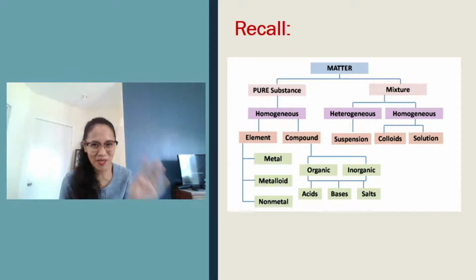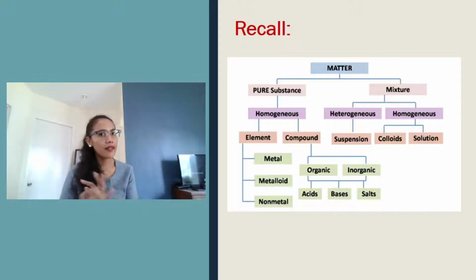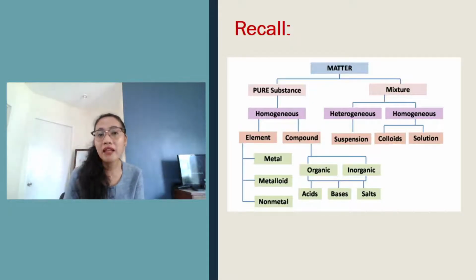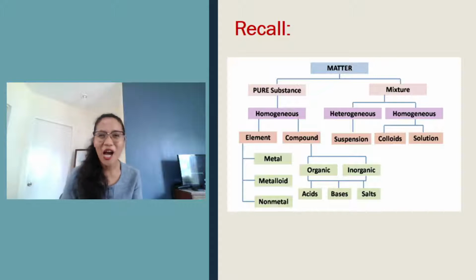Remember, we had this particular diagram, and I think you are very much familiar already with this concept that matter is just classified into two major groups. We have the pure substances and the mixtures. So as I discuss the atomic theory of matter, I would like us to connect our lesson now with your previous lessons in grade 7, specifically about classification of matter.